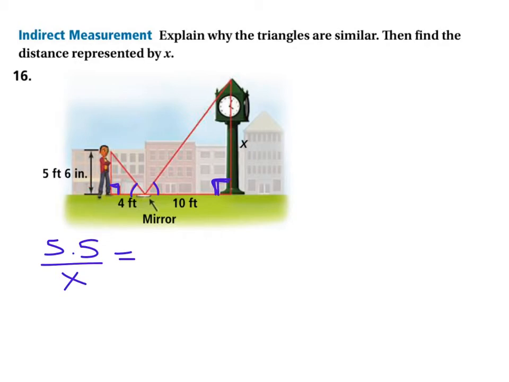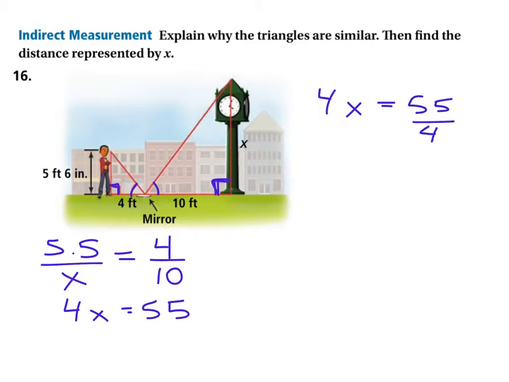so we're going to match that with 4 on the top. On the top is the small stuff, and then across from that is the distance from the mirror to the clock, 10 feet. And now we have a proportion that we're going to multiply and solve, so we get 4x equals 55, and then we'll go over here to solve it. 4x equals 55, divided by 4, divided by 4, x equals, and we can do this little math problem down here.